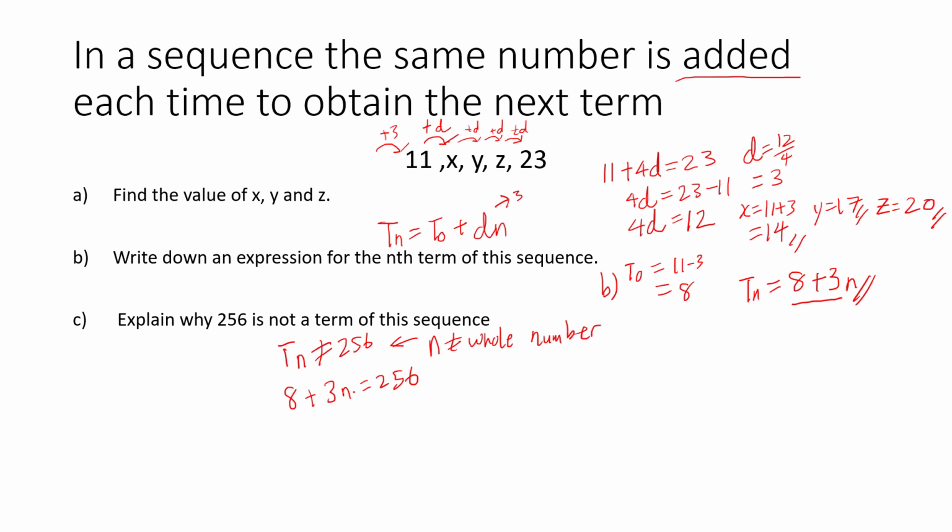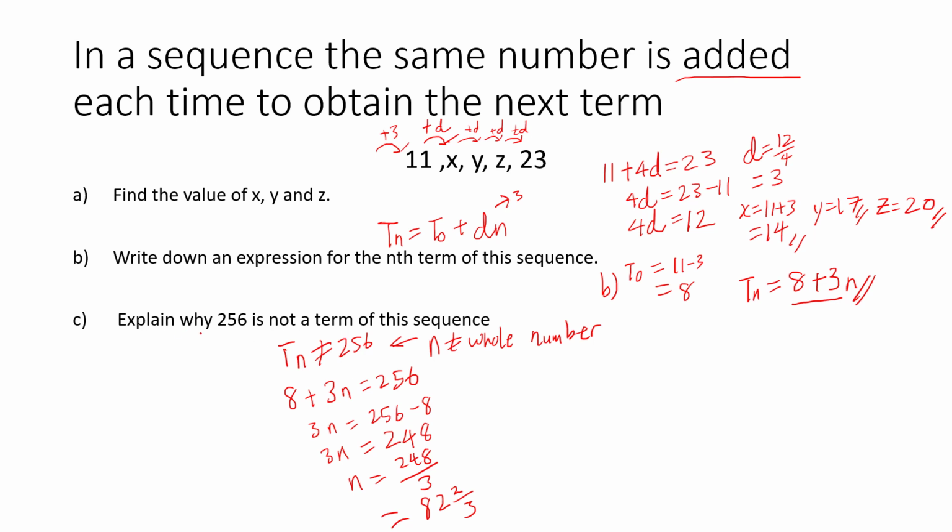Because only when it's a whole number will you get a number in this sequence. So very simple, 3n will be equal to 256 minus 8. 3n will be equal to 248, and n is equal to 248 divided by 3, which will give me 82 and 2 over 3.